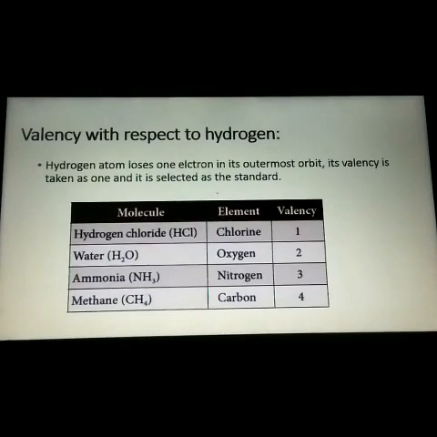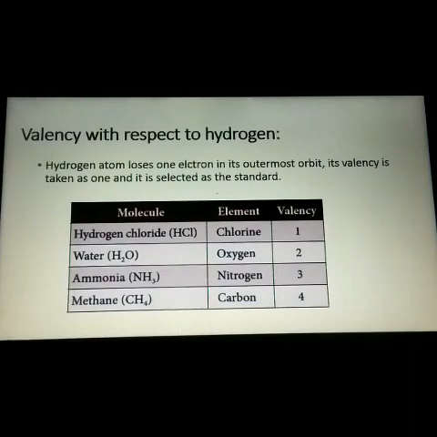And now we shall see the types of valency. So valencies are of two types: valency with respect to atom, and the second one is variable valency. Based upon the valency with respect to atom, it is of three types: valency with respect to hydrogen, valency with respect to chlorine, and valency with respect to oxygen.